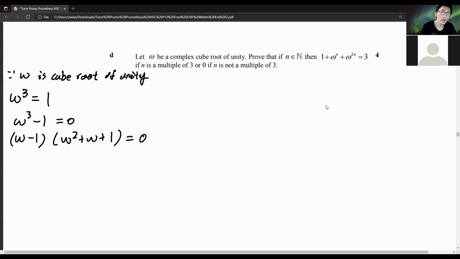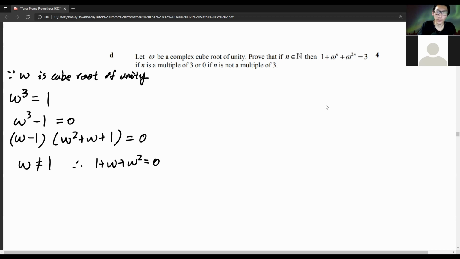This equals 0. And your omega is your smallest positive angle, okay? So your omega does not equal 1. Therefore, 1 plus omega plus omega squared equals 0, okay? This is an important fact that you need to derive from your cube roots of unity, or roots of unity in general, okay?